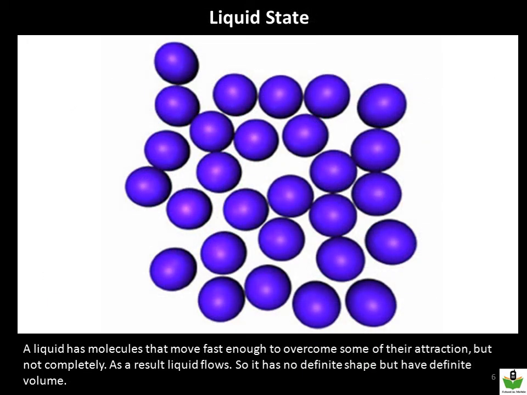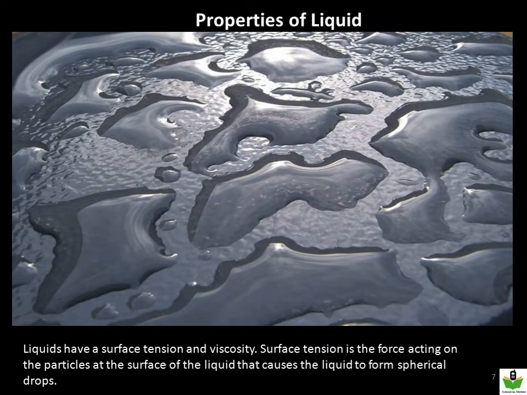Let's come to liquids. A liquid has molecules that move fast enough to overcome some of their attraction, but not completely. As a result, liquid flows. So it has no definite shape, but has definite volume. Now, we will learn about properties of liquids. Liquids have surface tension and viscosity.